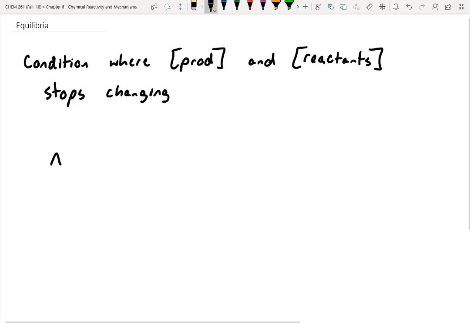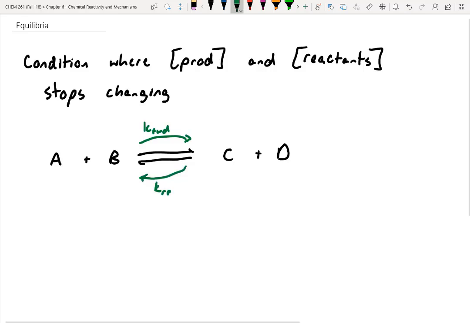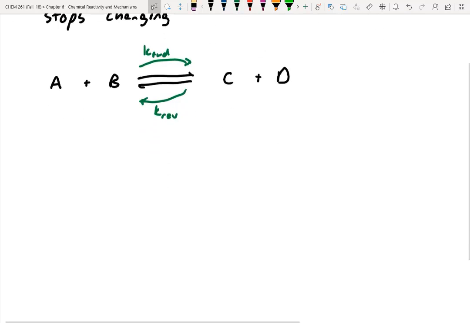Conversely, the other way of thinking about it is if you have, let's say, A and B reacting to give your products, C and D, that the forward rate, so I'll call this little k forward, is going to be equal to the backwards rate, or k reverse. So really the rate of the reaction going forward is the same as the rate of the reaction going backwards. This is typically how we define equilibria in chemistry.